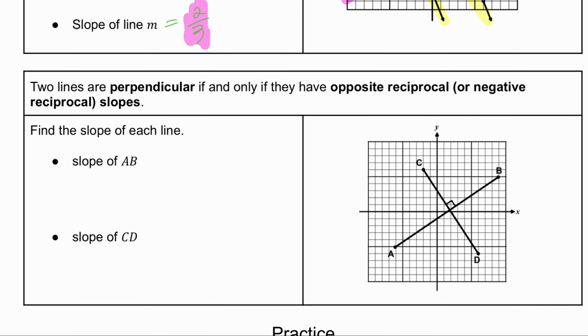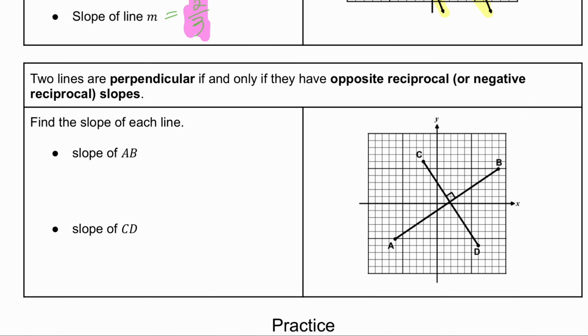Just like parallel lines, perpendicular lines are also really common for us to look at. The thing with perpendicular lines is that they are determined if the slopes are opposite reciprocals, or sometimes we might say the negative reciprocal. Now, negative doesn't mean they're both negative. One's negative, one's positive, right? The negative just means the opposite sign.